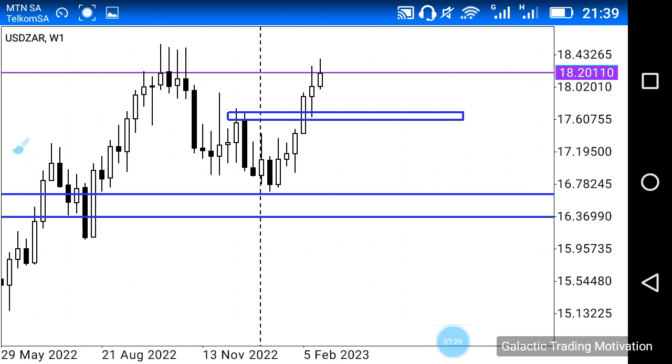At this point I don't see much, so what I'm gonna do is head down to the daily chart. However, before I do so, let me just also point out that price from where it is could push further down to this level to test it.